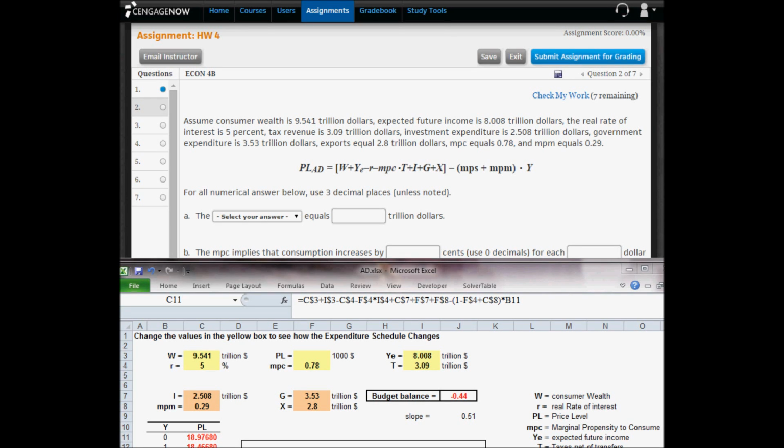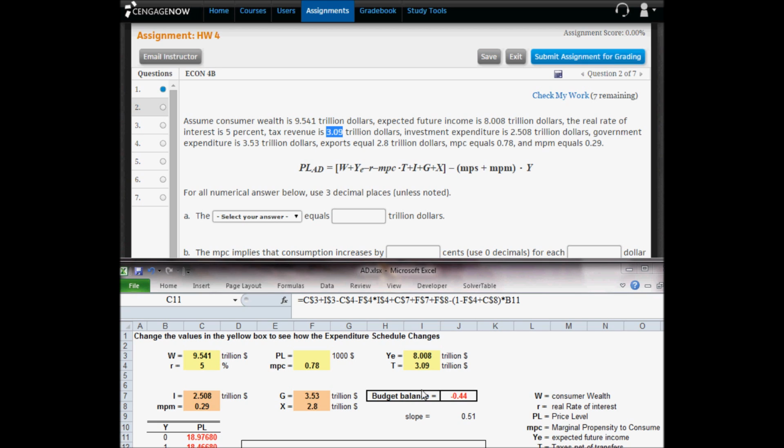Problem 2 in homework 4 is almost identical to problem 1, except this time we have new numbers for consumer wealth, expected future income, etc. Now down here I've already inserted the new values for consumer wealth. It was $9.541 trillion. Expected future income is $8.008 trillion.